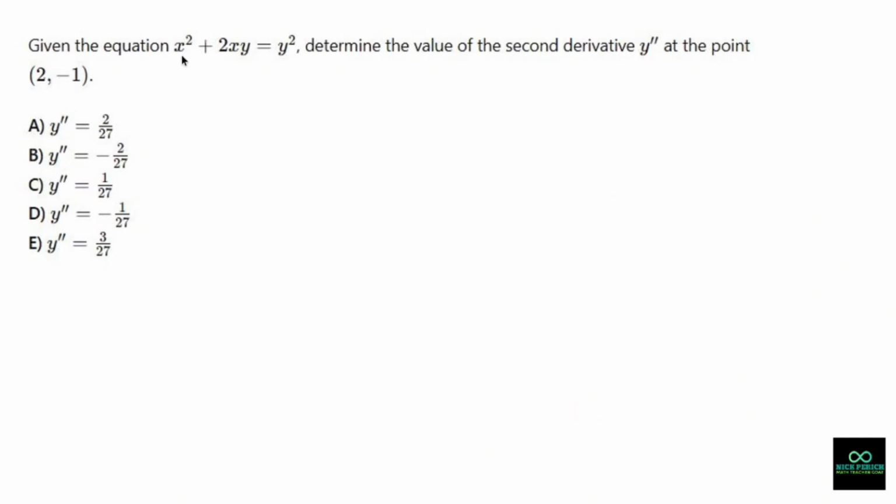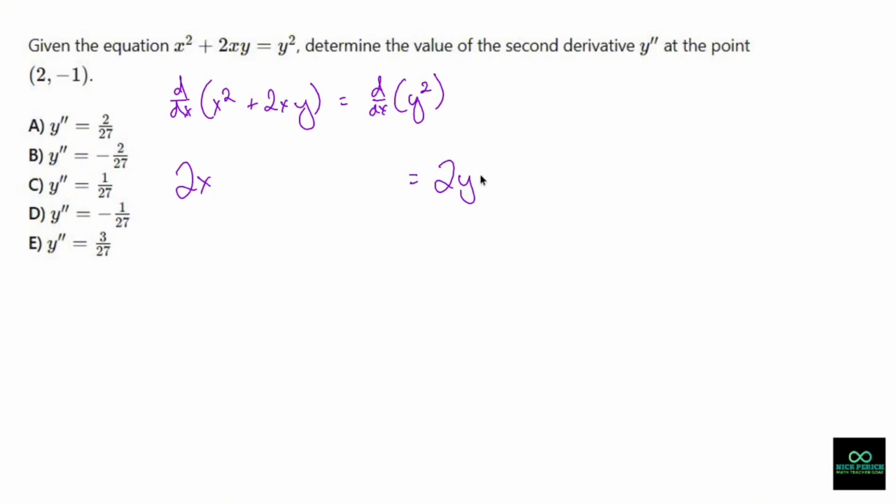Given the equation x squared plus 2xy equals y squared, determine the value of the second derivative at the point (2, negative 1). So this is implicit differentiation. So we're going to take d/dx of both sides: d/dx of x squared plus 2xy equals d/dx of y squared. Remember, when you take the derivative of an x, no big deal. If you have to take the derivative of the y, you take the derivative but attach a dy/dx or a y prime. I'm going to use y prime.